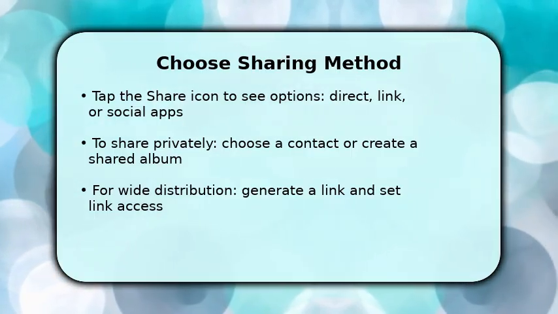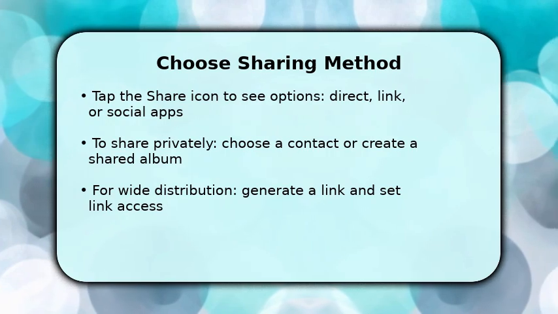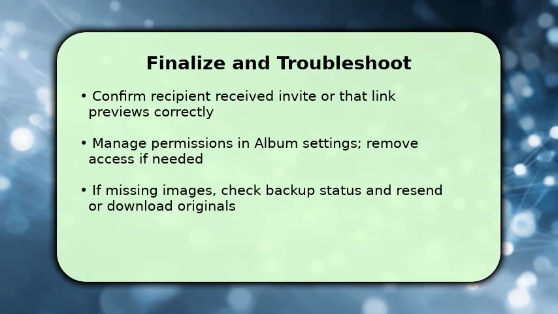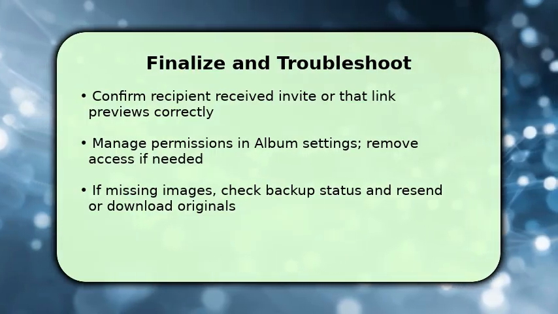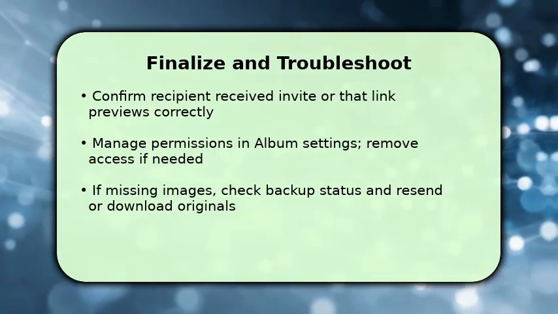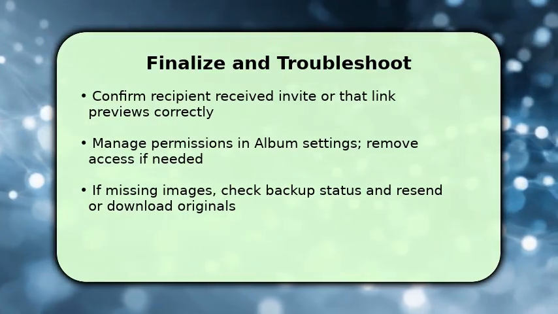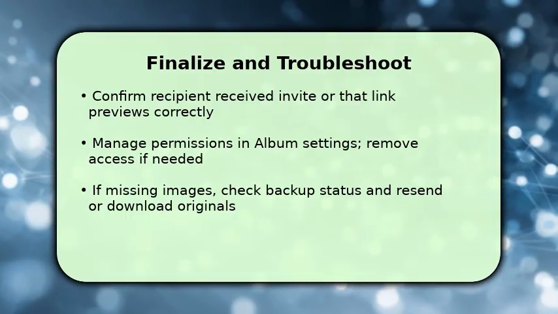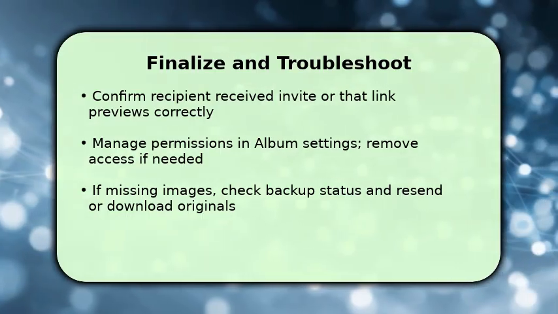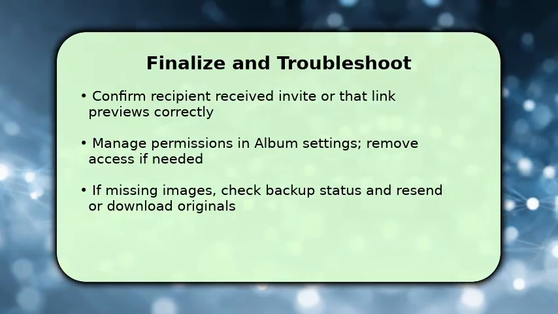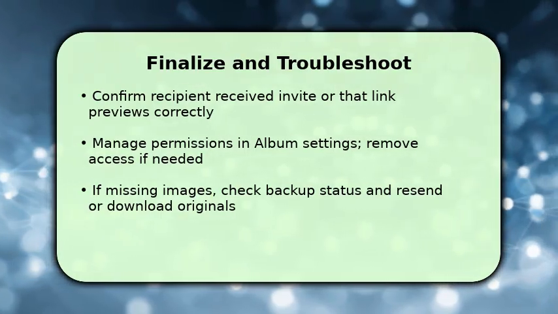Finish by confirming the recipient can view the photos. Ask them to open the link or check their shared library invites. Make sure album permissions match your intent. You can toggle collaborator or view only access in settings. If someone reports missing images, check your backup and sync status. Paused uploads cause placeholders. Upload originals or resend the share link after syncing. One quick troubleshooting tip. Force a sync.